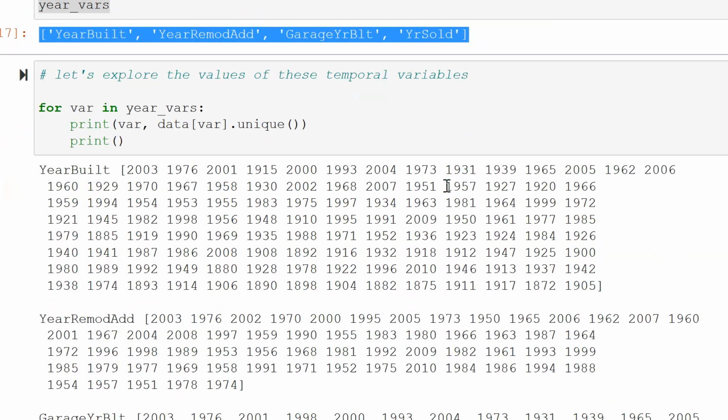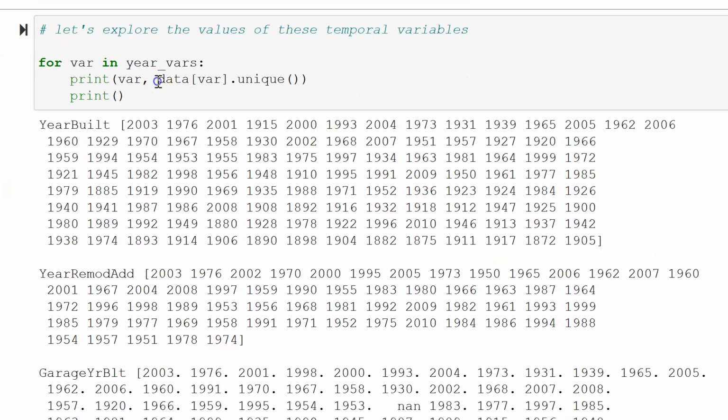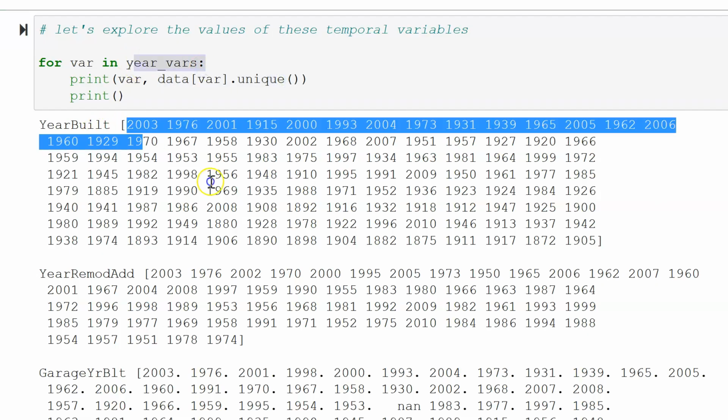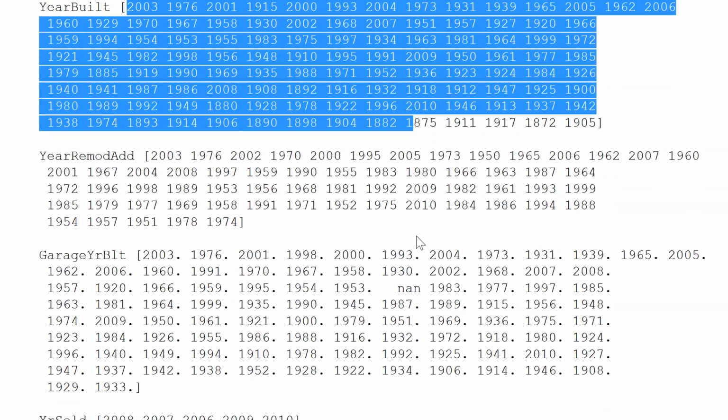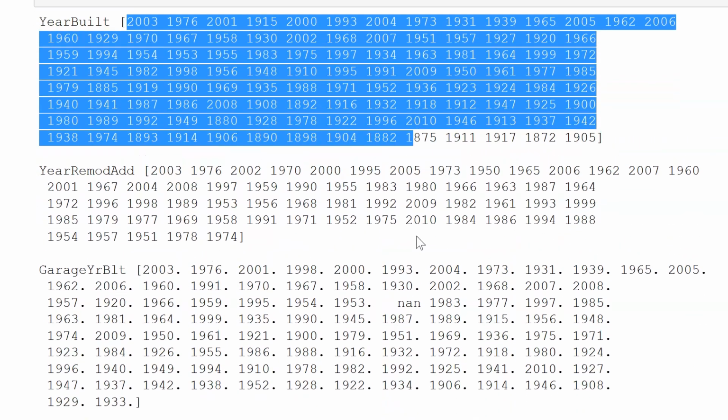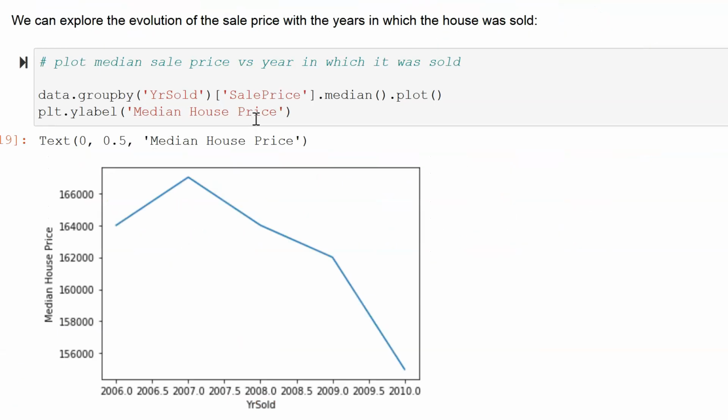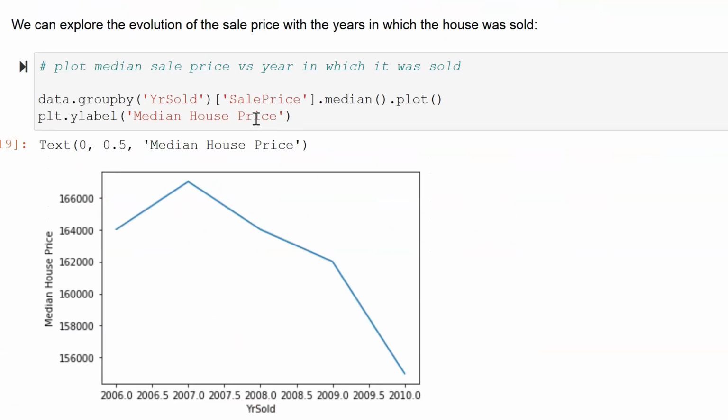I can go ahead and explore the unique values of each one of these year variables, and I can see that they are indeed years, which is what I expected if I read the description of the data, and if I didn't read the description, as soon as I explore the values, I can kind of understand that they are in fact years. We can then explore the evolution of the sale price of the houses in the years in which the house was sold.